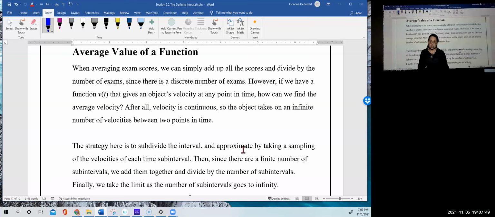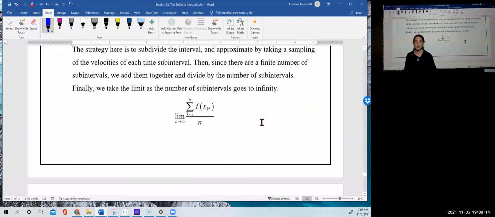But if you have a function that gives an object's velocity at a point in time, how do you do that? Because velocity is a continuous function, it has a value at every possible moment in time. So I don't have a discrete number of points where I can take the values and add them up. So what we do instead is we subdivide the interval and we approximate by taking a sampling of the velocities in each time interval. Now, since there's a finite number of subintervals, we add those together and divide by the number of subintervals. Then we take the limit as the number of subintervals goes to infinity.